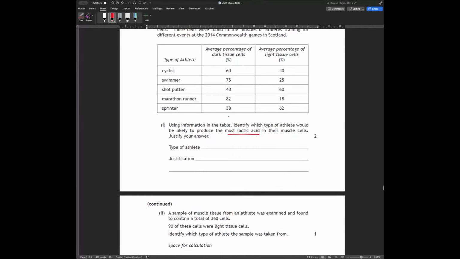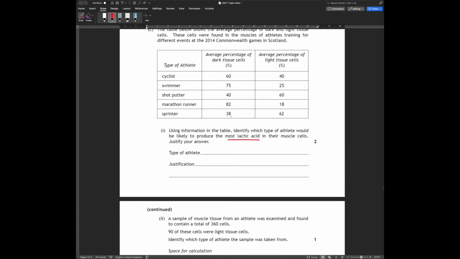So let's go down to our table here, and we're looking at light tissue, because that's the one involved in fermentation. And if it's the one that produces the most lactic acid, it's going to be the one that has the most light tissue cells, which is going to be here. And our answer is going to be the sprinter. So the type of athlete is the sprinter, and the justification is that they have the highest percentage of light tissue cells.